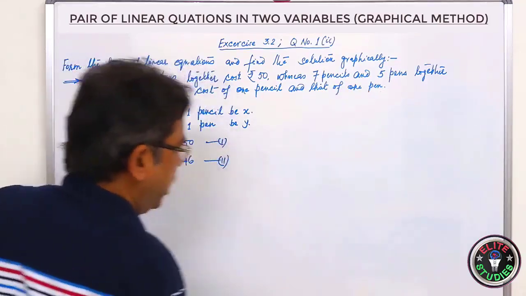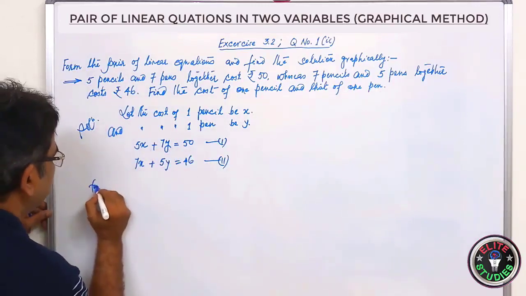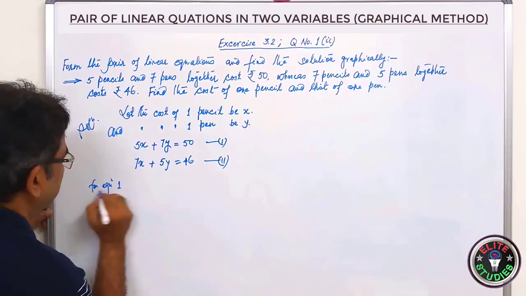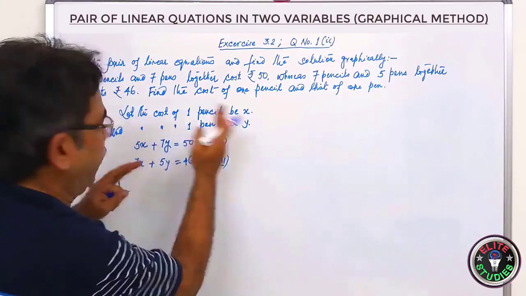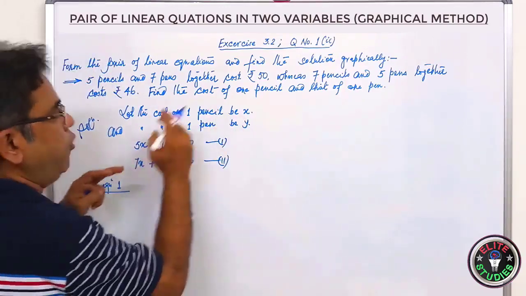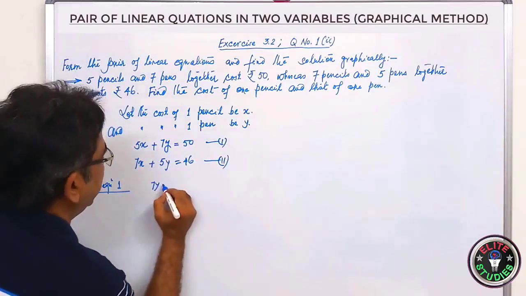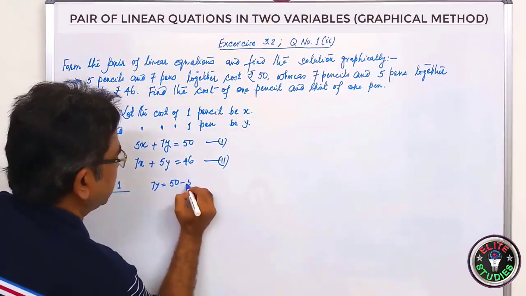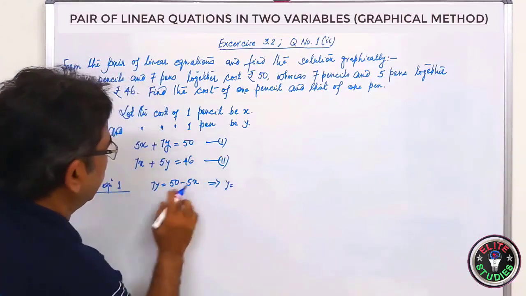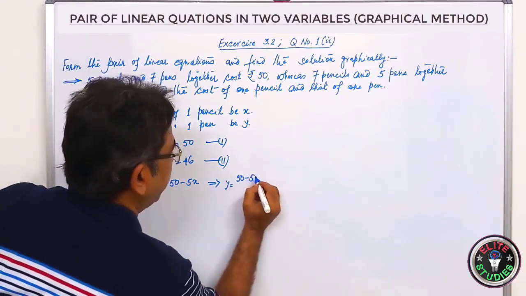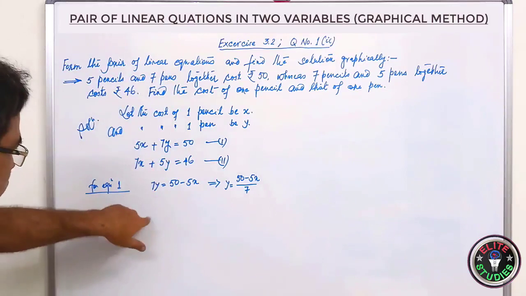We will plot the graph here. But before that, what you have to do? First, from equation 1, either you express Y in the form of X or you express X in the form of Y. Suppose you express Y: it can be written as 7Y is equal to 50 minus 5X. It will give you Y is equal to (50 minus 5X) by 7.